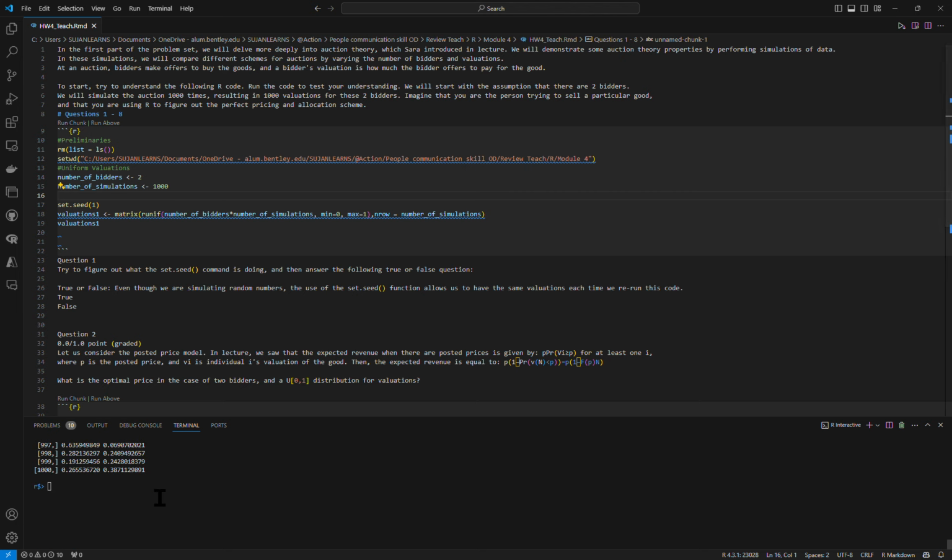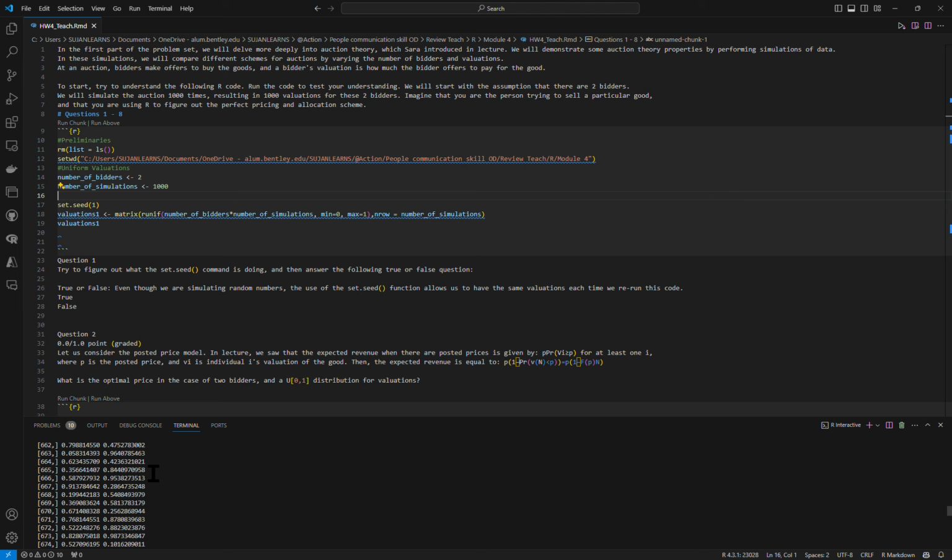Let's run this code. When we run this code, what we have is 1000 rows and each row has values between 0 and 1. Now, this is a way of simulating a valuation for a bidding process when we are trying to sell something. Now we are done with this. Now let's move on to question number 1.